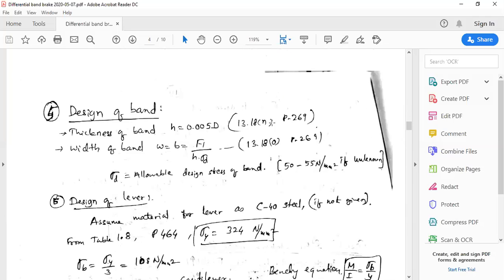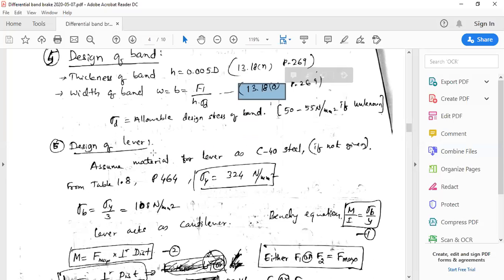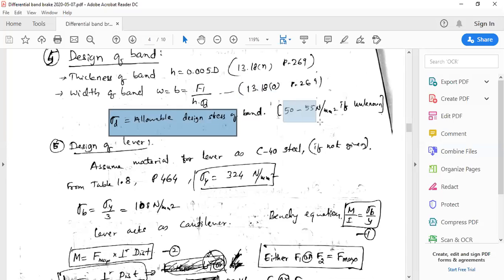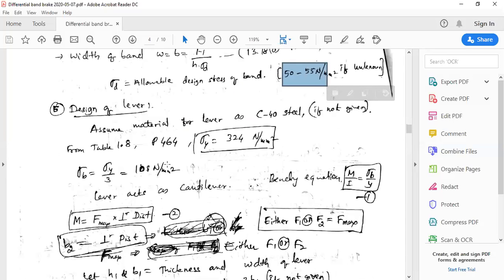After that you will have the design of the band step. In the design of the band step, we have to calculate the thickness of the band and the width of the band by using equations 13.18n and 13.18o, page number 269 of the data handbook. And for the allowable stress for the band, if it is not given, assume a value like this, 50 to 55.